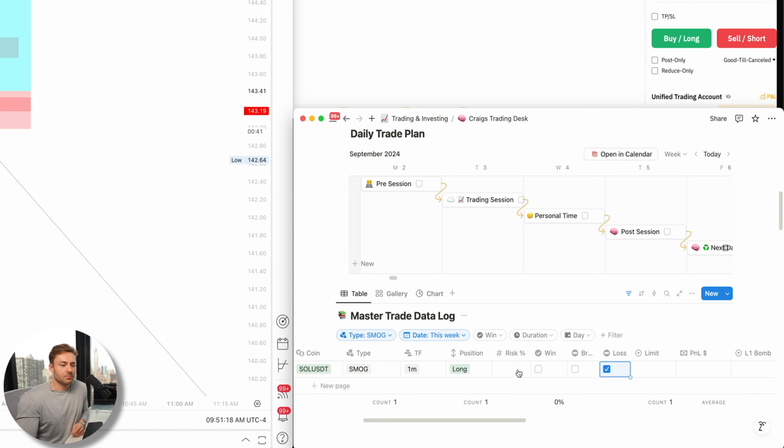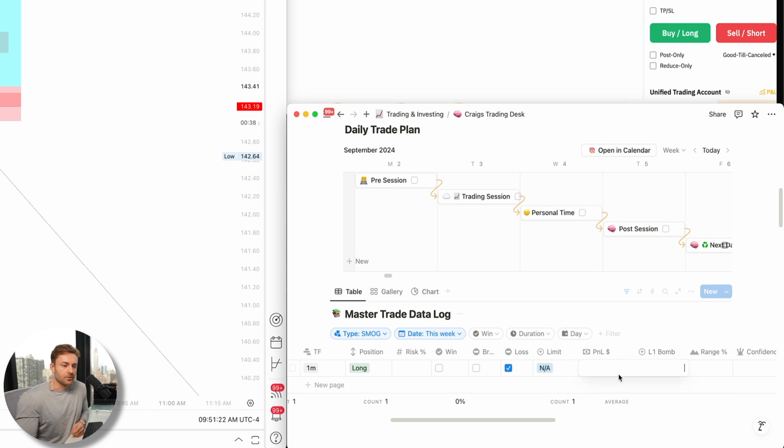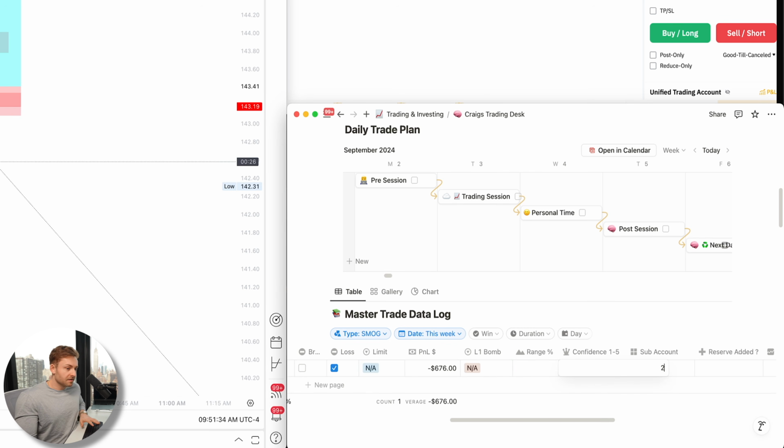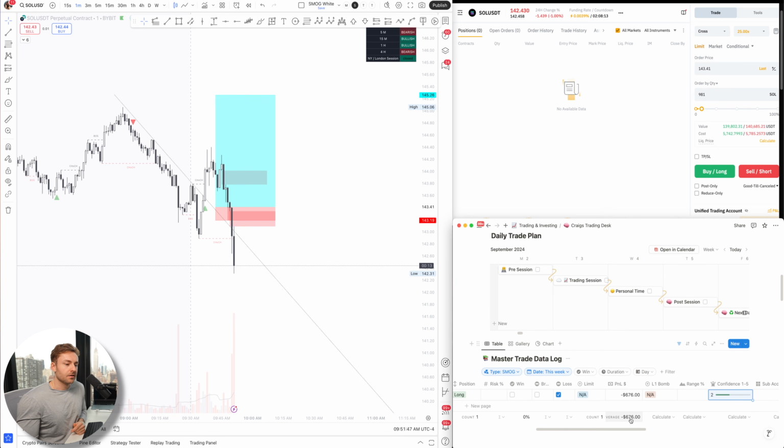So what I'm doing now is putting in my trade information in my journal. Okay, this was a $676 loss. A confidence, I'm going to say, was a 2. I like to keep track of my confidence score just so that I can look back and see whether my trade conviction is on par or not. Okay, but we're starting the day down $676.